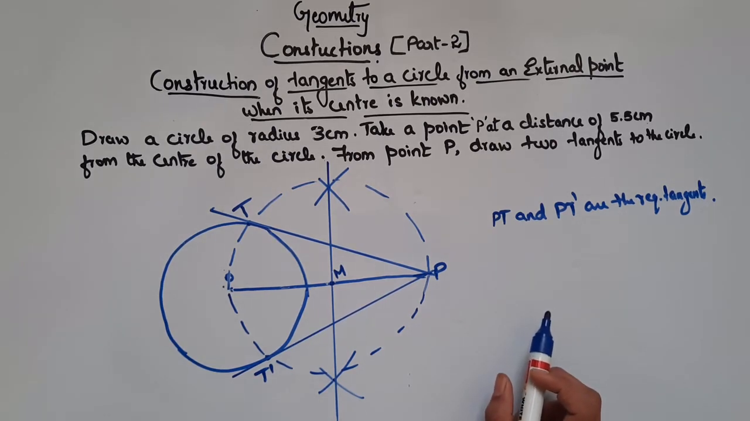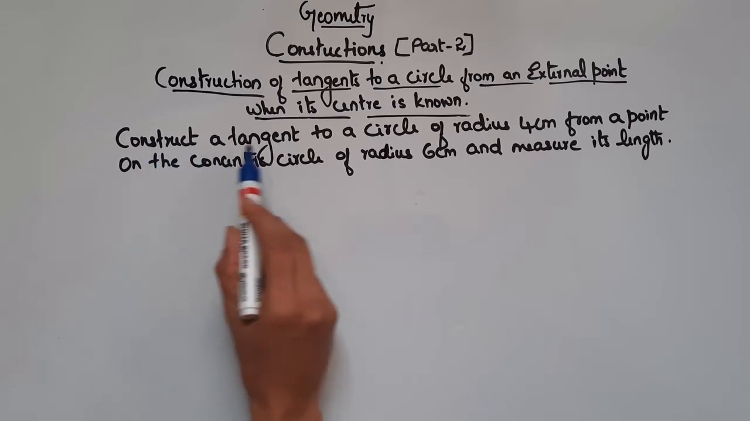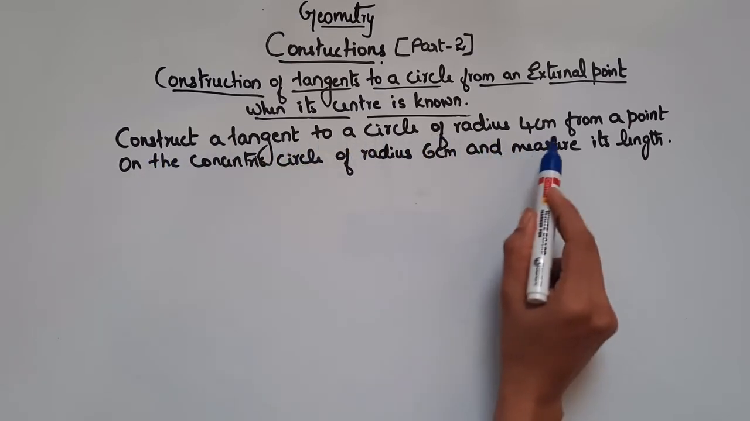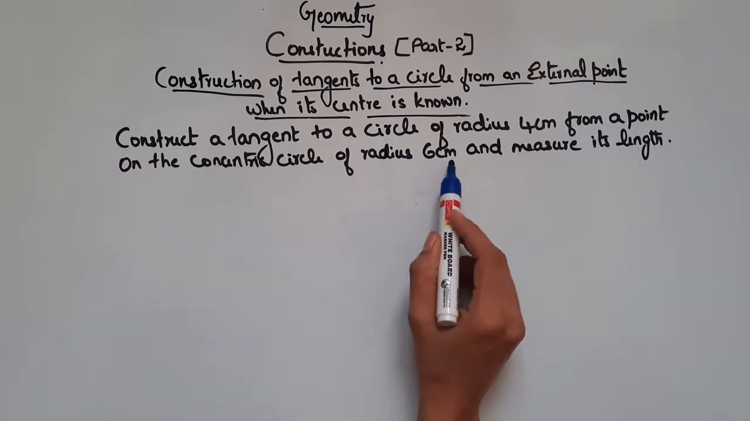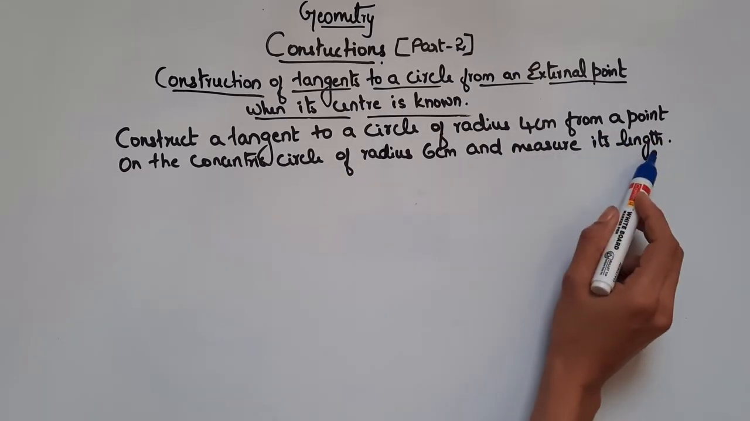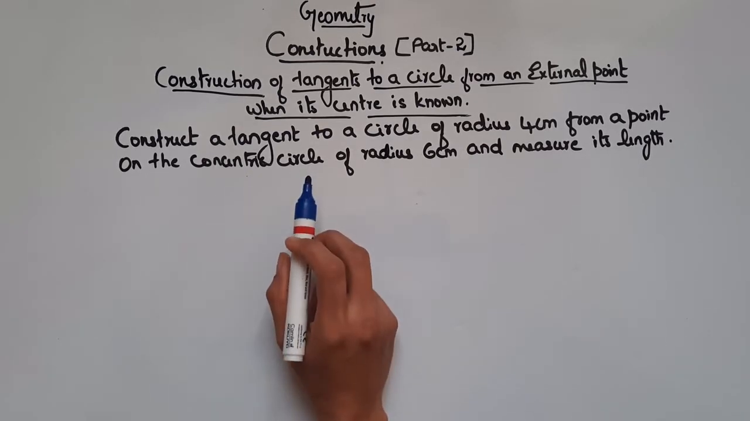Now let's see one more type of problem. So now let's see this problem. Here it says, construct a tangent to a circle of radius 4 cm from a point on the concentric circle of radius 6 cm and measure its length. So here we have two concentric circles, that is with same center.